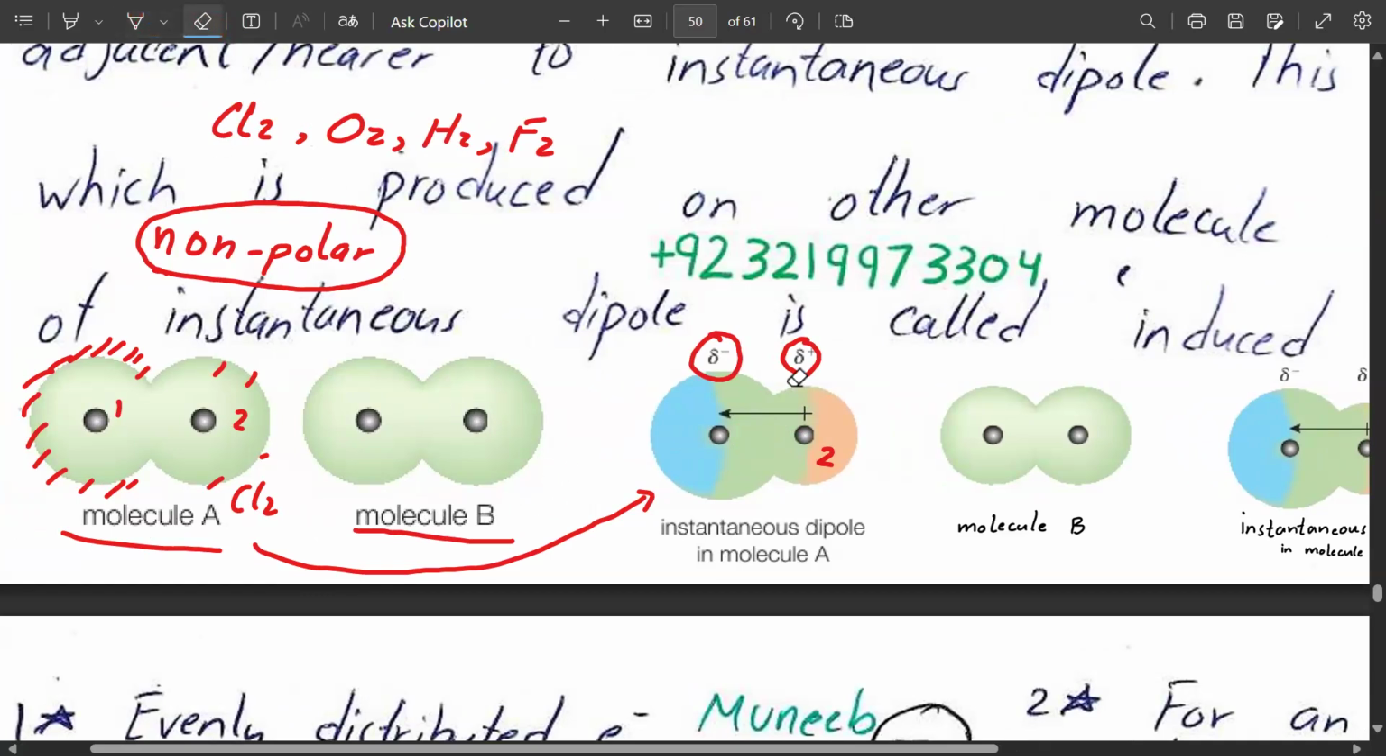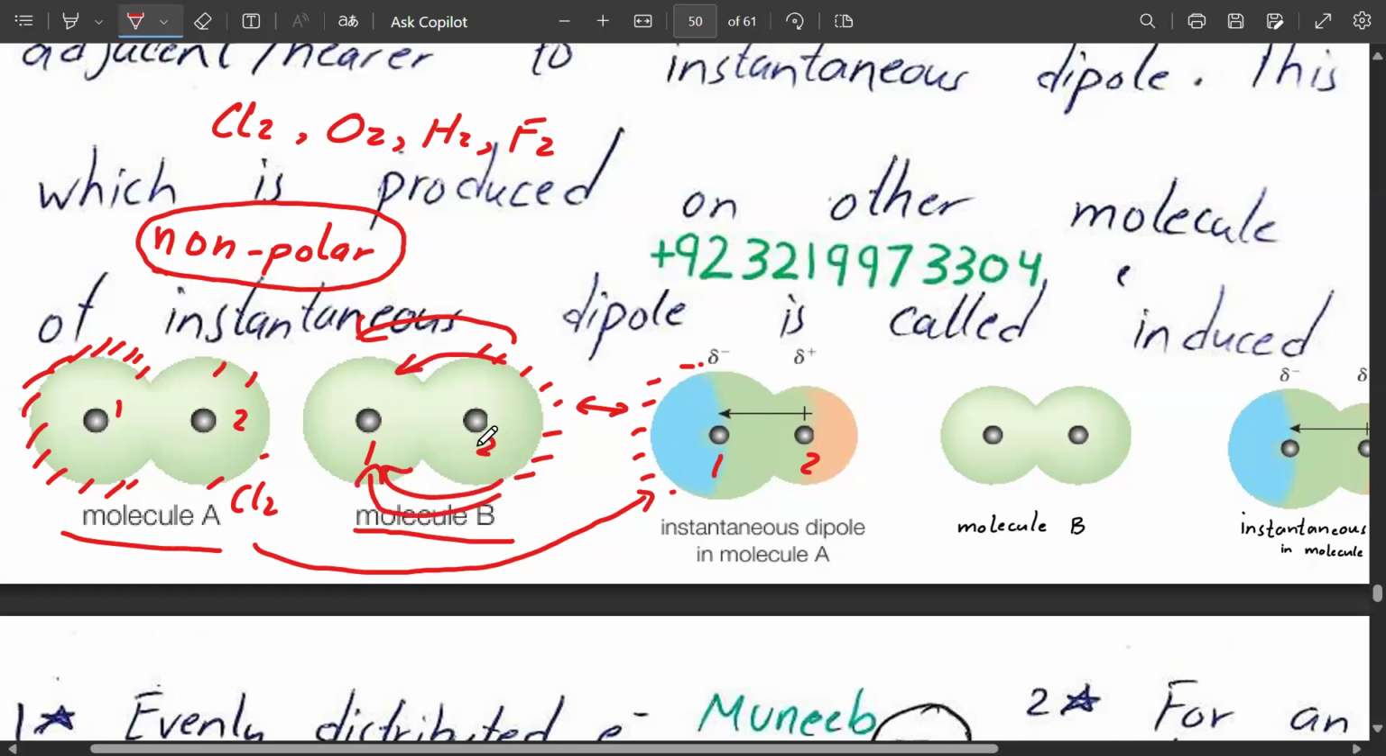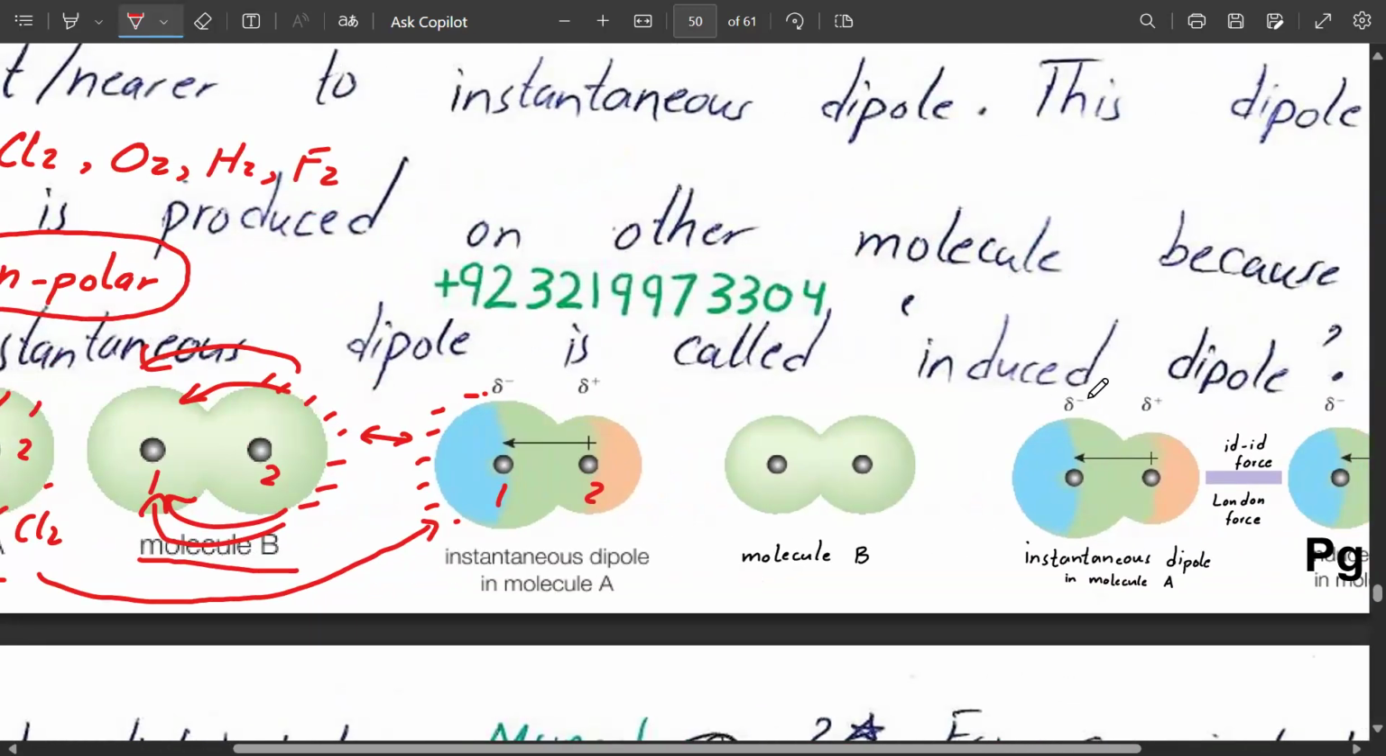The electron density of atom 1 in molecule A, this is atom 1, this is atom 2, will now try to repel the electrons present on the nearby atom 2 of molecule B. So the electrons are now repelling each other. They are pushing each other. So in molecule B, these electrons will shift to the other atom. When they shift towards atom 1, this will create more electronic density on atom 1, and so a similar sigma negative sign will now appear on atom 1 of molecule B.